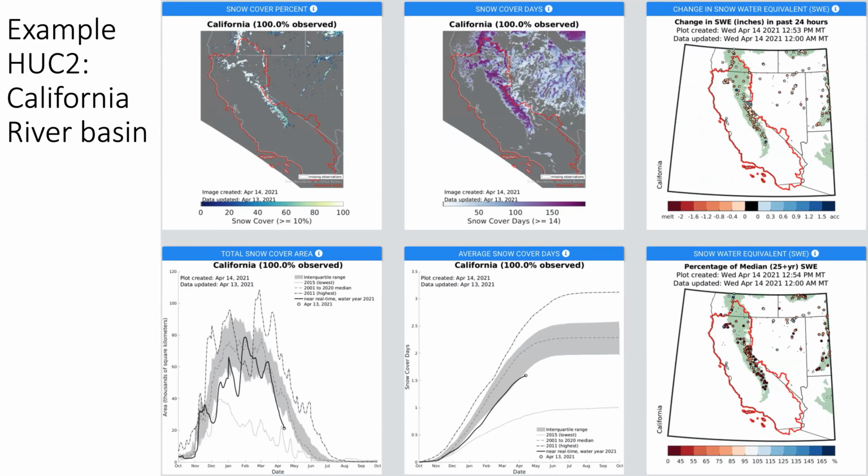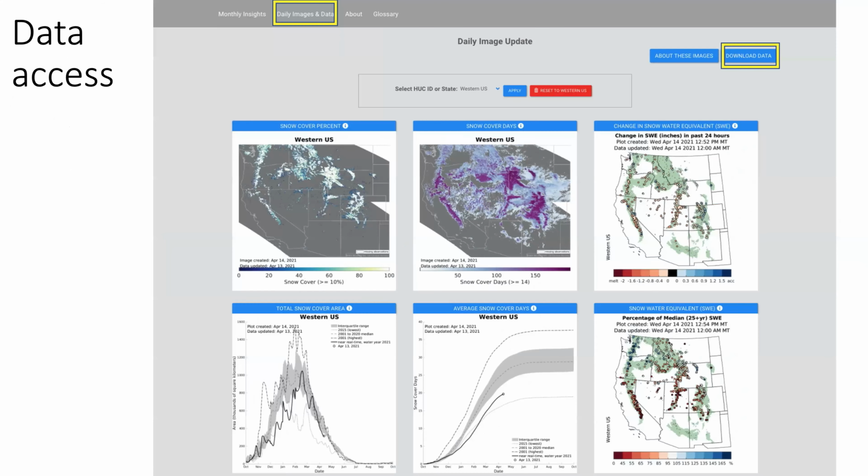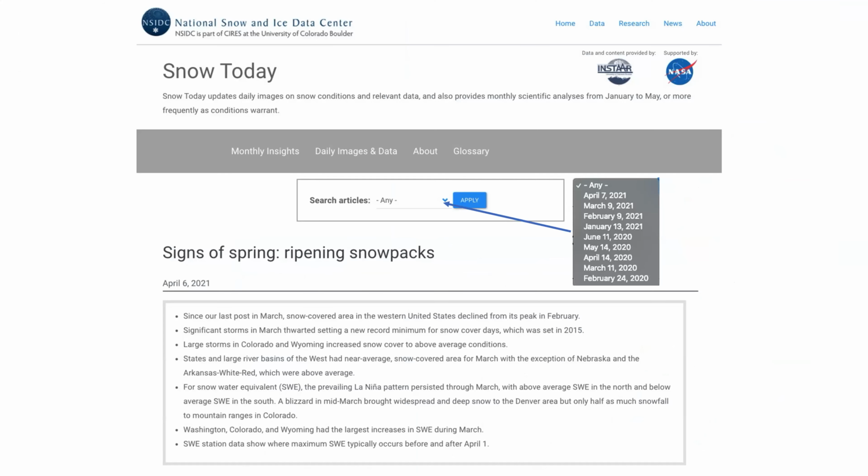Here is another example of a major river basin. California is well below average for SWE, as seen on the lower right. On the lower left, we can see snow cover is quickly melting due to the lack of recent storms. Data for this water year can be accessed by going to the daily images and data page and clicking on download data on the upper right.